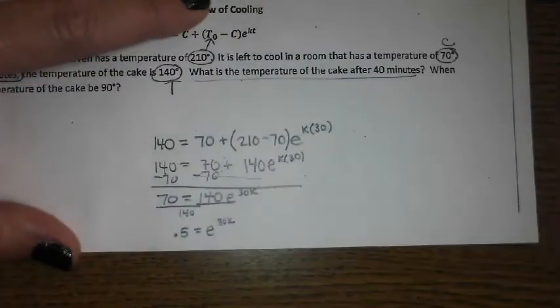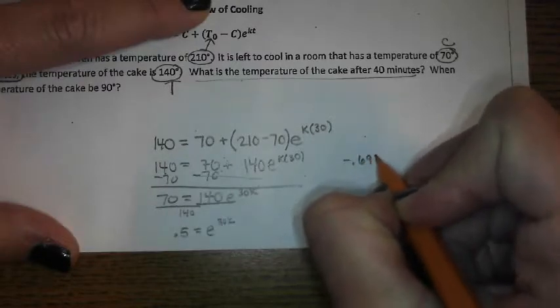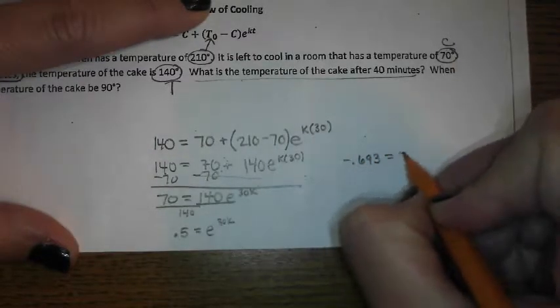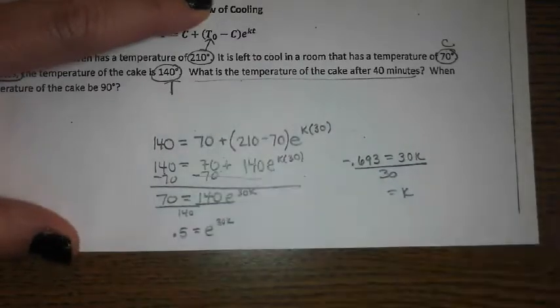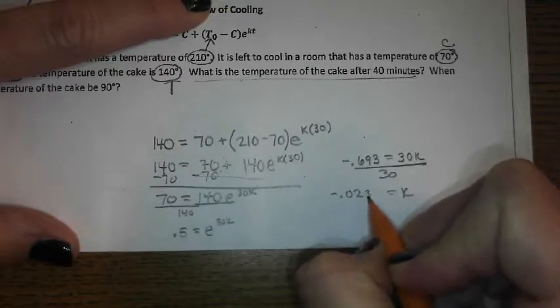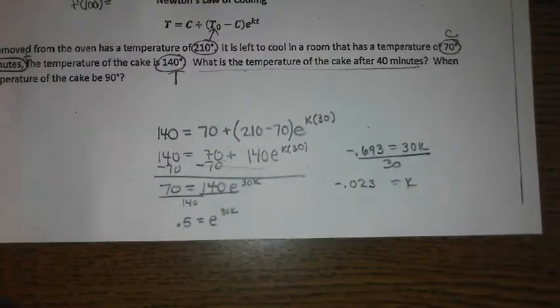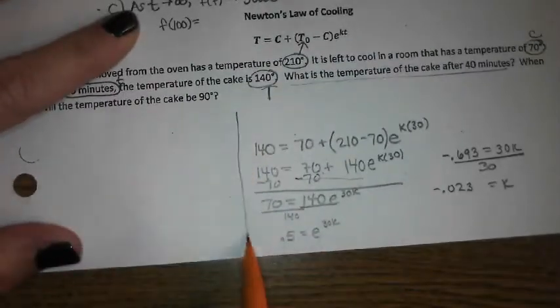Natural log of both sides, so the natural log of 0.5 is negative 0.693-ish, equals 30k. Divide by 30, k equals negative 0.023-ish. I'm going to keep the exact answer on my calculator. Now let's answer the question.